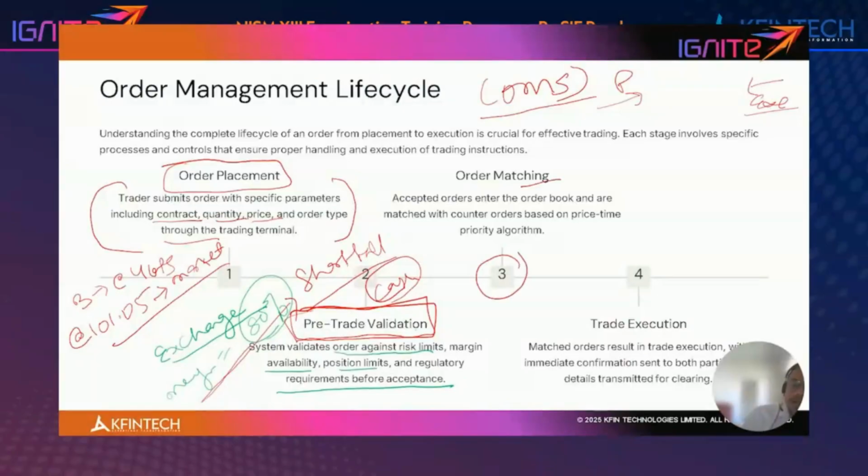Third is the order matching. Order matching is basically whatever the buyer has posted versus whatever the seller is asking. Whenever they match, the orders are automatically matched.